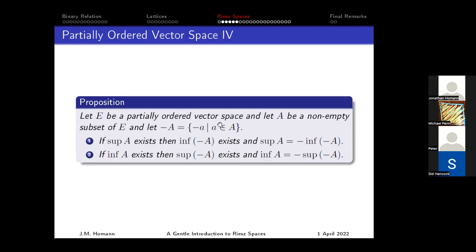So we'll say let E be a partially ordered vector space and let A be a non-empty subset of E. And let's define minus A to be the set containing minus a, such that a is in A. Now, if the supremum of A exists, then the infimum of minus A exists, and the supremum of A is equal to minus the infimum of minus A. And if the infimum of A exists, then the supremum of minus A exists, and the infimum of A is equal to minus the supremum of minus A.